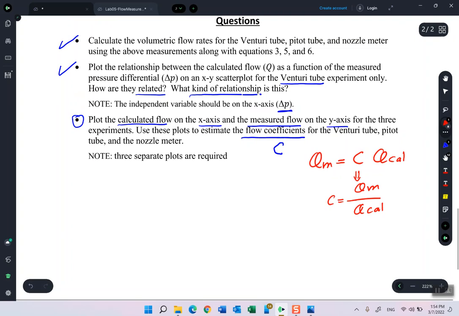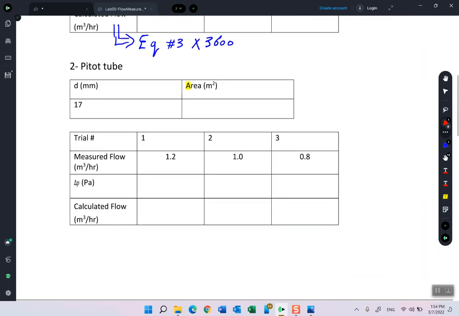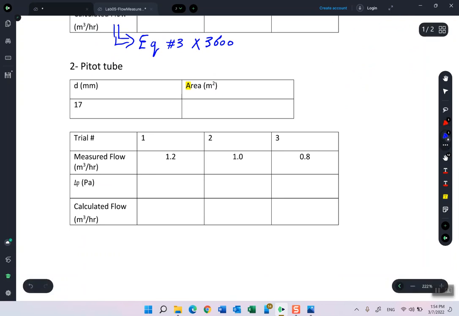Someone might ask why I need to plot, because there is an easier way to get the C. For example, if I have calculated the flow rate, let's say that it was equal to 2, and this one equals 1.8, and this one equals 1.4, just for example, I can easily calculate the C for each trial by dividing 1.2 over 2, 1 over 1.8, 0.8 by 0.4.